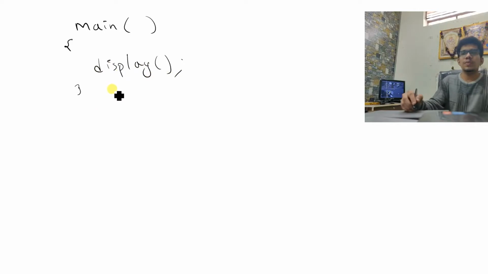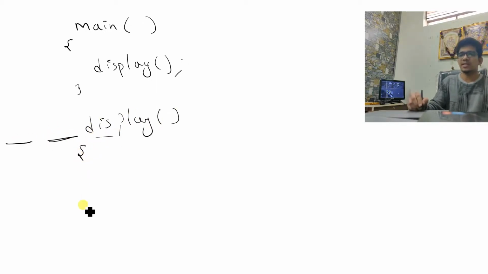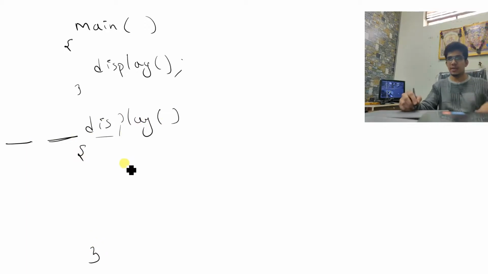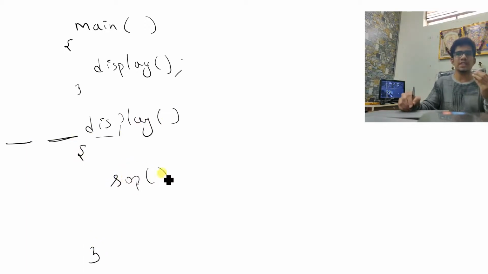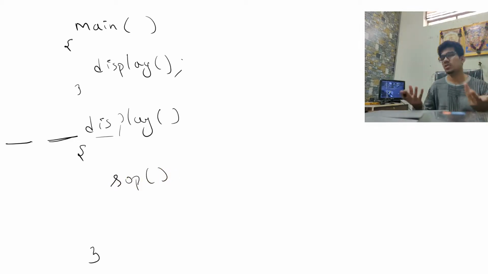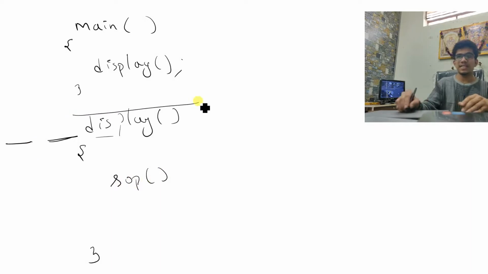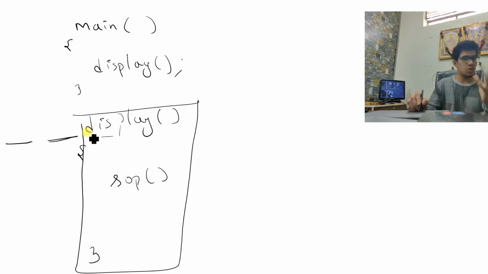Now I have to write the display method, static void display. I will not write the signature there. In the display method, if I write a simple SOP, tell me, did this program create a new variable? No. This display method, did it create a new variable? No. So the space complexity is 1 here. The space complexity is also 1 only.